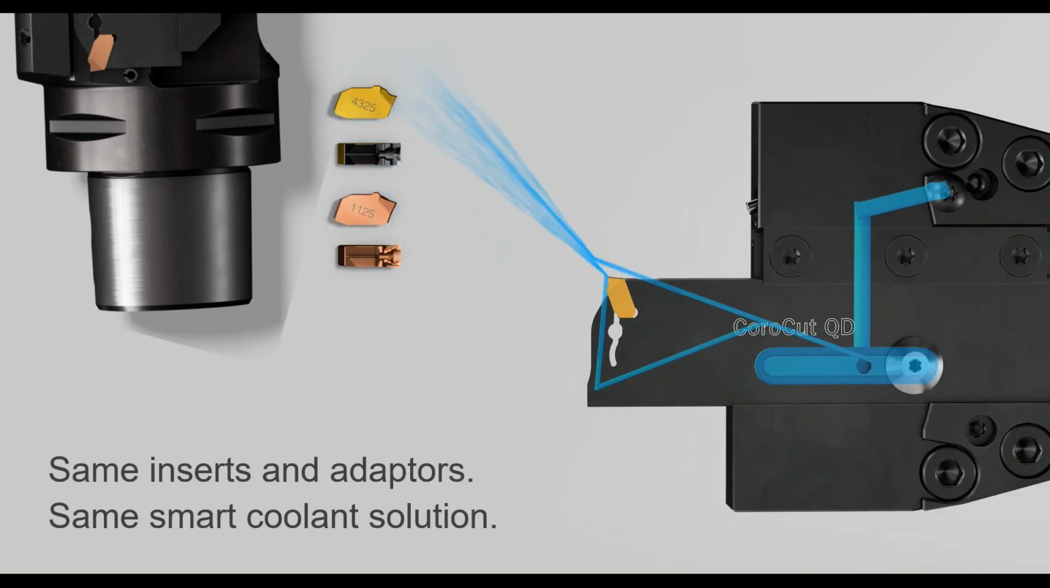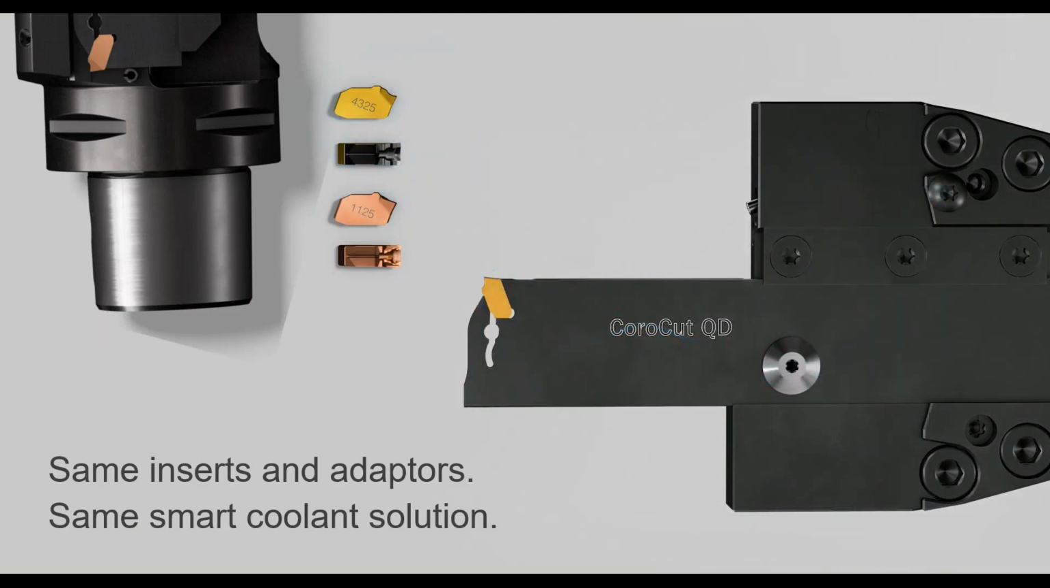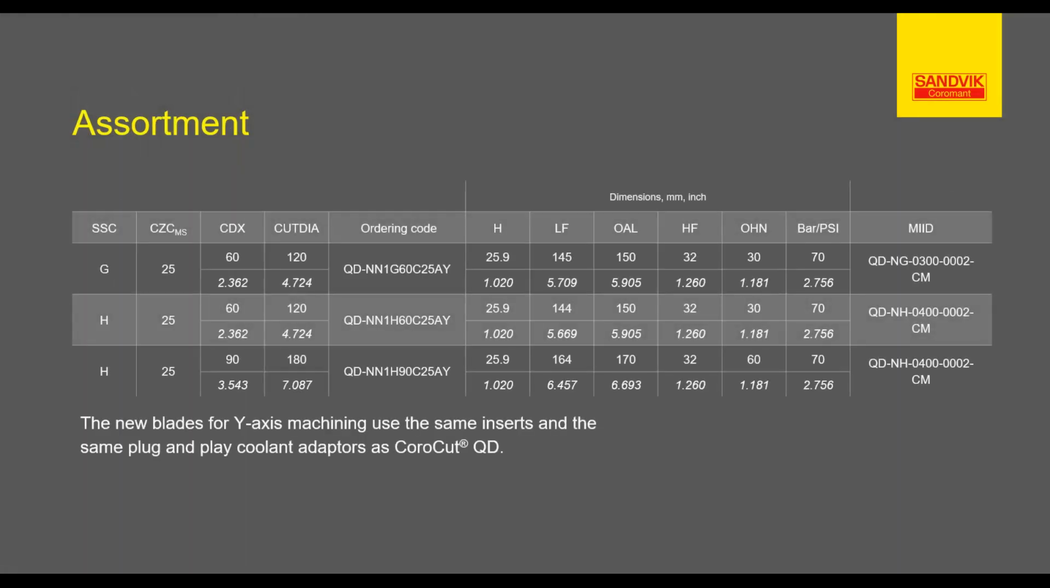All the QD blades have coolant through, both over and under, for better performance, better tool life, and better chip evacuation. Not only the y-axis, but our standard blades also have both over and under coolant. And again, it's just the blade that changes, and this is just an illustration. There's 3 blades that we sell that you can put into our standard holders and use the QD inserts and go to y-axis.